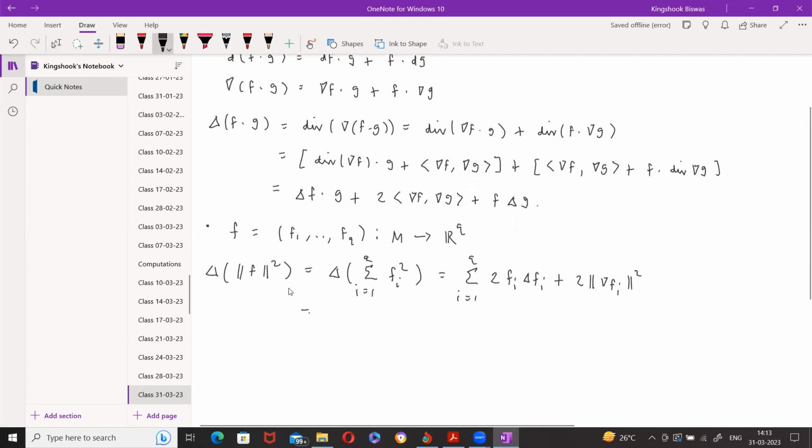So the first term is twice the Euclidean inner product of f with the Laplacian of f. And the second term, I can interpret as twice the norm of df squared.